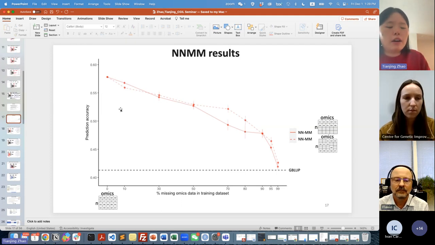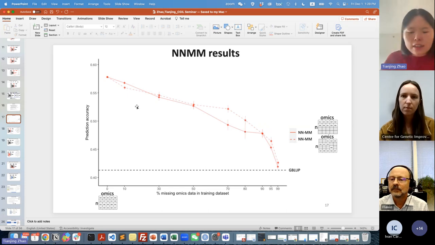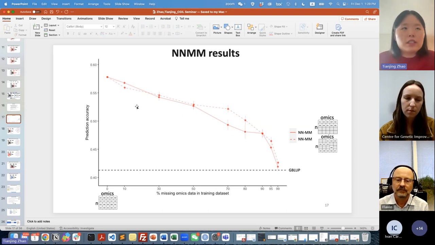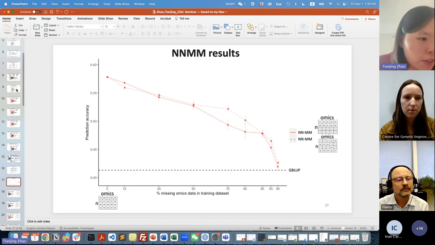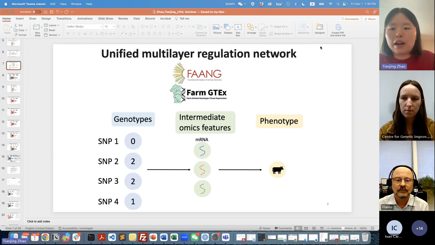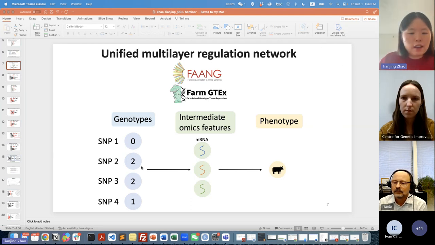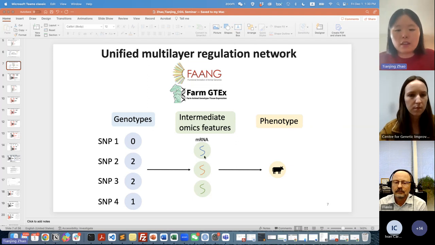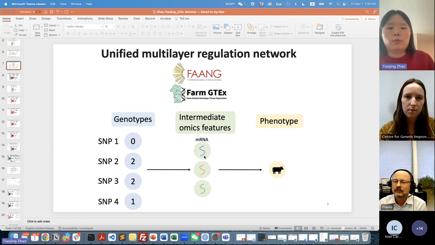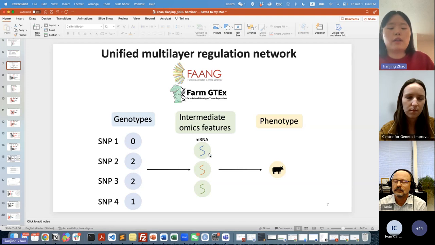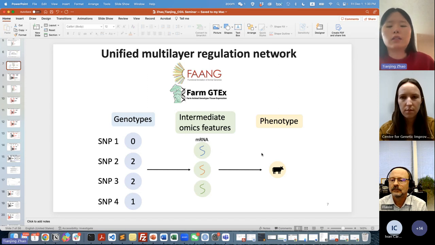We believe that because the biology is very complex, the relationship between genotypes, omics, and phenotypes is complicated. Our assumption is, if you believe in this multi-layer regulation network underlying your data, where the genotypes affect some intermediate omics, and then the intermediate omics affect the phenotype, then it's worthwhile to at least try our model to see whether it can be helpful. Actually, we have tried our model on maize data. We have the genotypes, the omics data, which is microbiome in the root of the maize, and the phenotype, and we did see some improvements in prediction accuracy.